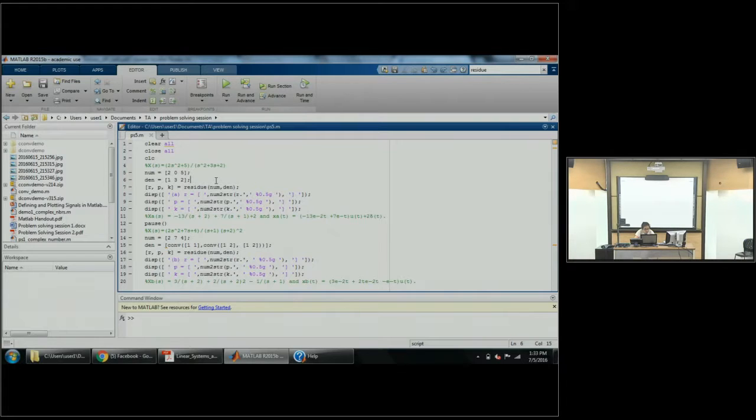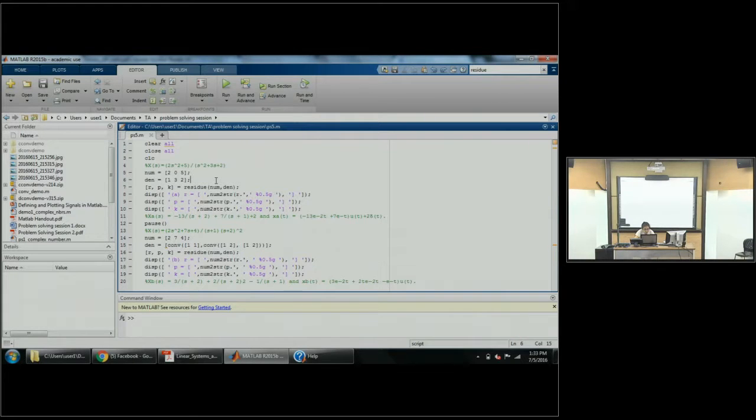MATLAB has an inbuilt function called residue, which performs the partial fraction expansion for us. I'll give a brief description in a bit about how residue works. What do we supply residue with? The inputs are our numerator and denominator. Be careful with the order. Do not put your denominator before the numerator. First supply your numerator and then your denominator. This function returns three things, R, P and K. R is the residue values, which we were using as K1, K2 in our partial fraction expansion method. P is the pole values, which is where our poles will occur, and K is the constant terms that are left, which have no factor of s in them.